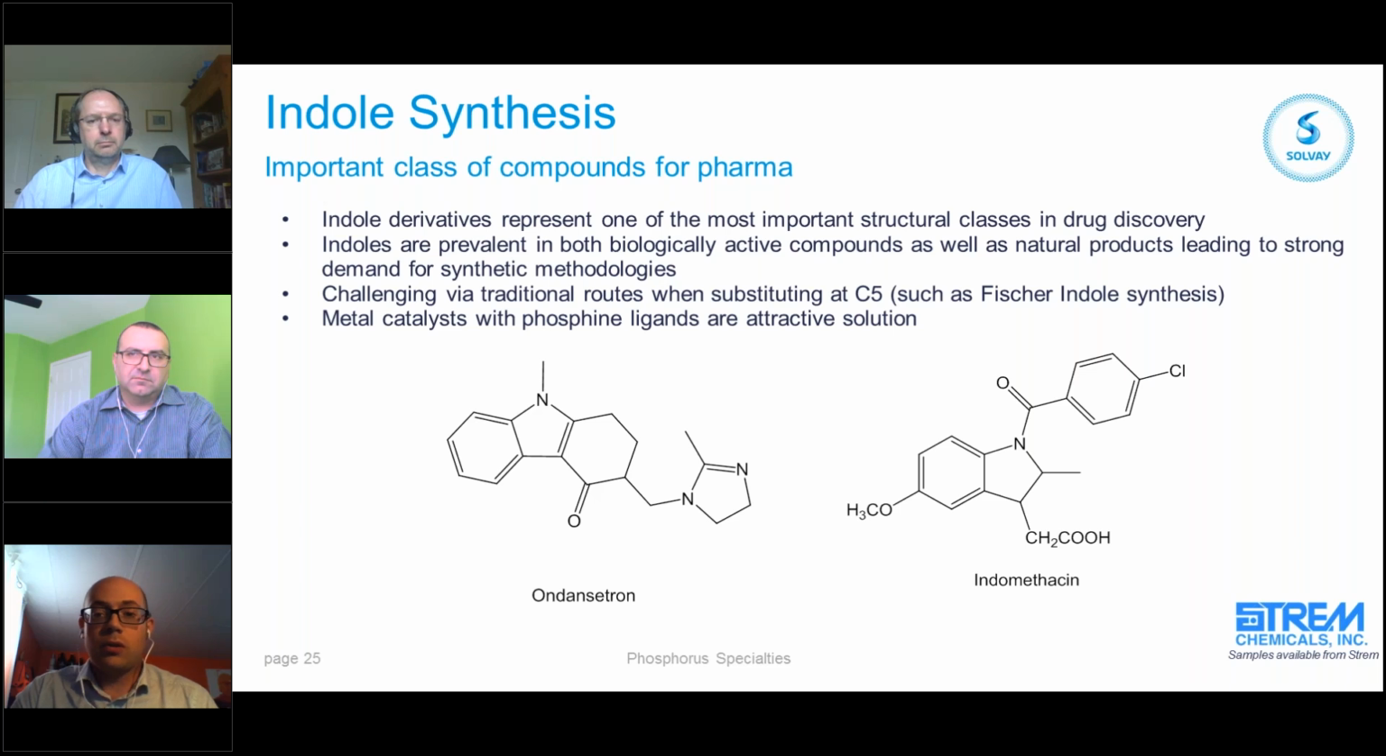Not all routes to indole synthesis are created equal, so there's always a lot of work here, especially when doing substitution at the C5 position. Things like Fischer indole synthesis, which is obviously quite a famous reaction, is not always effective. So there's always new chemistry being developed, with metal catalysts and phosphine ligands as an attractive solution here. Next slide.